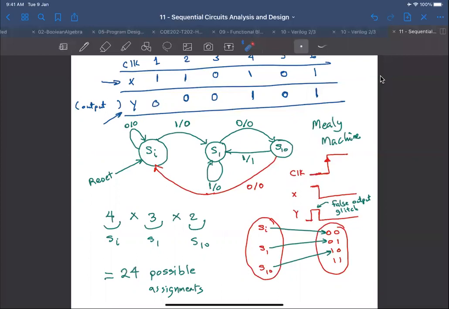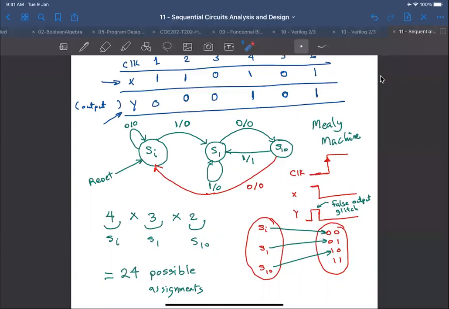So since we are in S10 and we receive a 1 for even a brief period of time, the output will be 1. So I have my Y going to 1 here. But then my input changes from 1 to 0, so my output changes from 1 to 0 as well. So the output goes to 0 once X goes to 0. We call this a false output or a glitch.